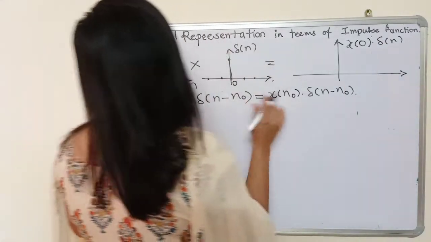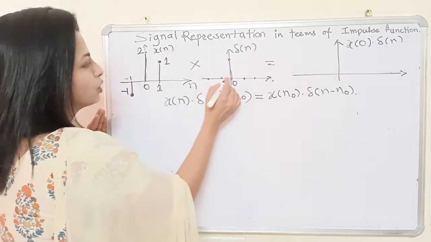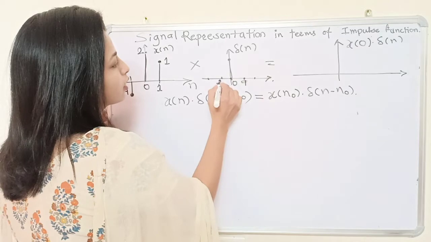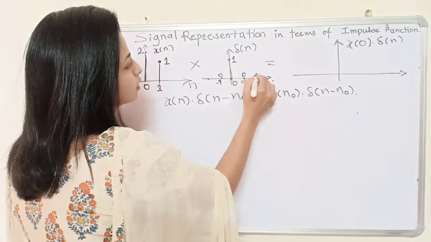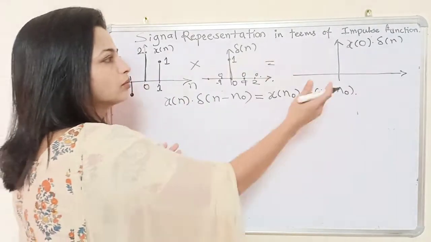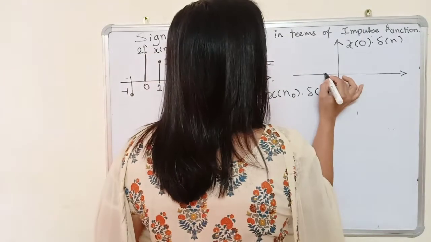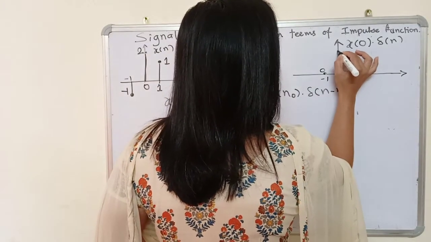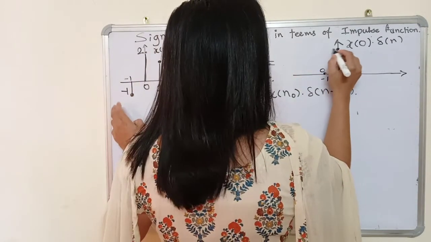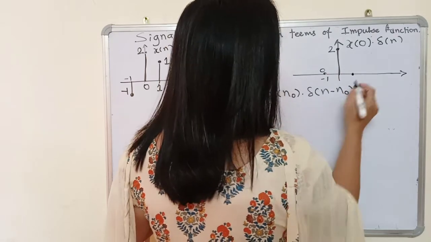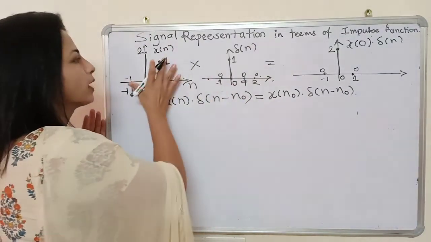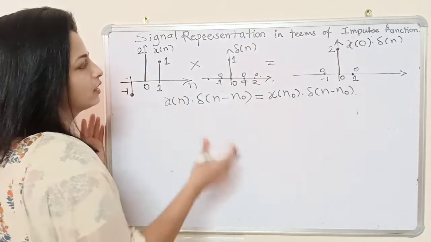Okay, let us multiply this. We will do position-wise multiplication. Here at -1 the amplitude of del of n is 0, at 0 it is 1, and at 1 it is also 0. So only the sample which is present at 0 is going to come here. Other samples will be made 0. At -1 we have 0, the amplitude at n equal to 0 is 2, and at 1 we also get 0. So this is the output when we multiply x of n with del of n.